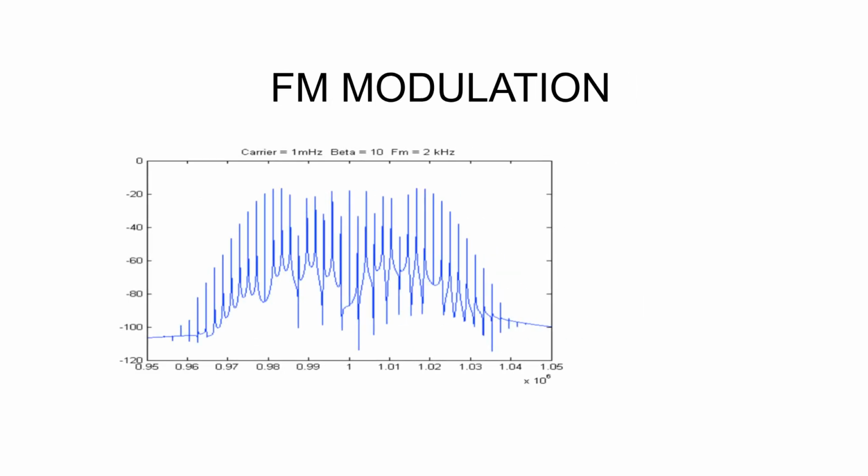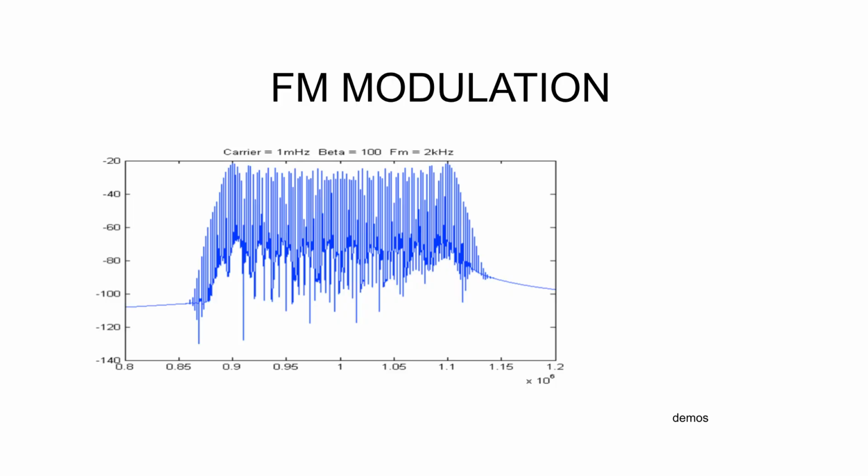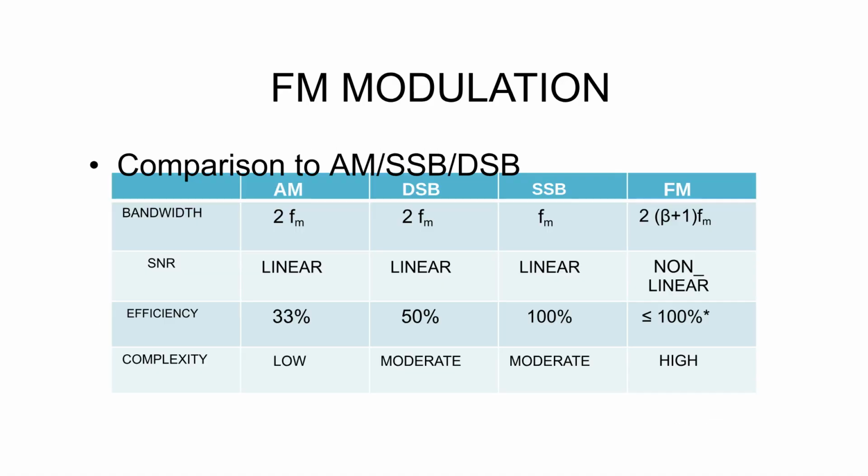Here we see FM modulation with a higher modulation index, beta equals 10, and the same carrier and fm. This final spectral plot shows a very high modulation index, beta equals 100, which results in a much wider and denser spectrum. Comparing FM with AM, DSB, and SSB, FM typically has the widest bandwidth.